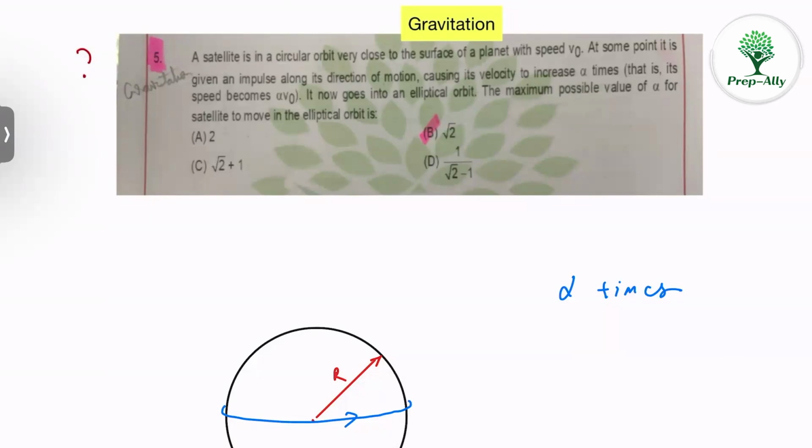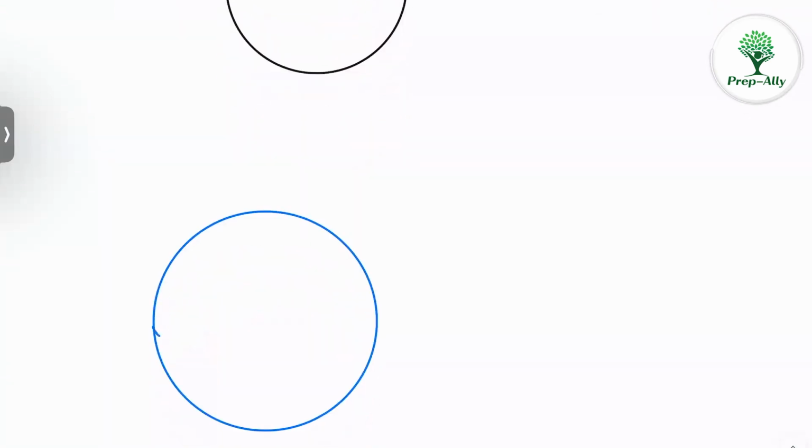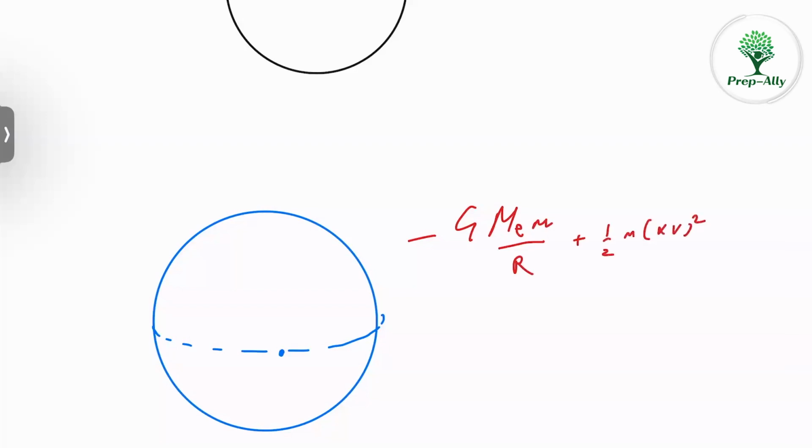See, for elliptical motion, do you know that we have to keep the total energy negative? Yes, sir. What is the potential energy at this location? Sir, minus G into mass of Earth into mass of satellite by R, sir, plus half mv squared. Total energy should be negative, sir.